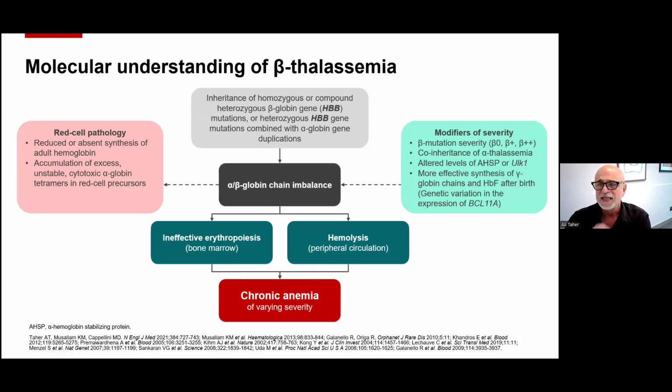Now there are some modifiers, like a milder beta mutation, a co-inheritance of alpha, an increase in gamma, that would lead to a milder form of the disease. So the whole pathophysiology is related to the imbalance, the ineffective erythropoiesis, and hemolysis leading to anemia. And as a result of anemia, one would get increased absorption, so iron overload. And if transfused, the patient will get excess iron overload.